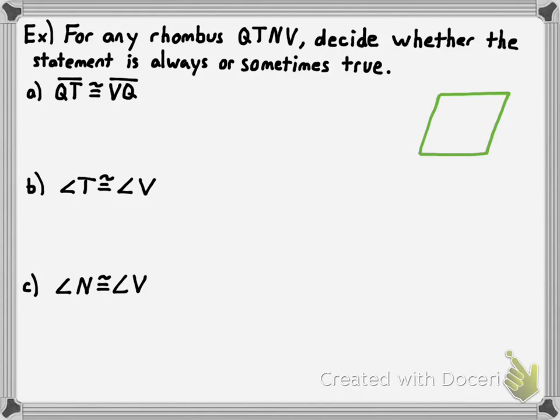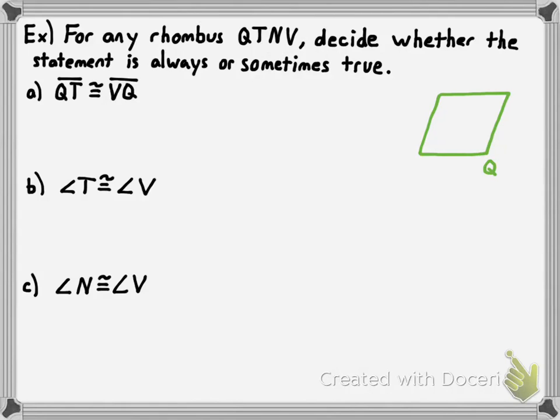Now, whenever I have a rhombus QTNV, I can't just put any of those vertices wherever I want to. All right, they have to go in some kind of order. Now, I can place the first one wherever I want to. Q could be any vertex, so let's say I make it the lower right-hand corner. All right, that's fine. But then after that, you have to name the vertices either going clockwise or counterclockwise in the same order as the name.